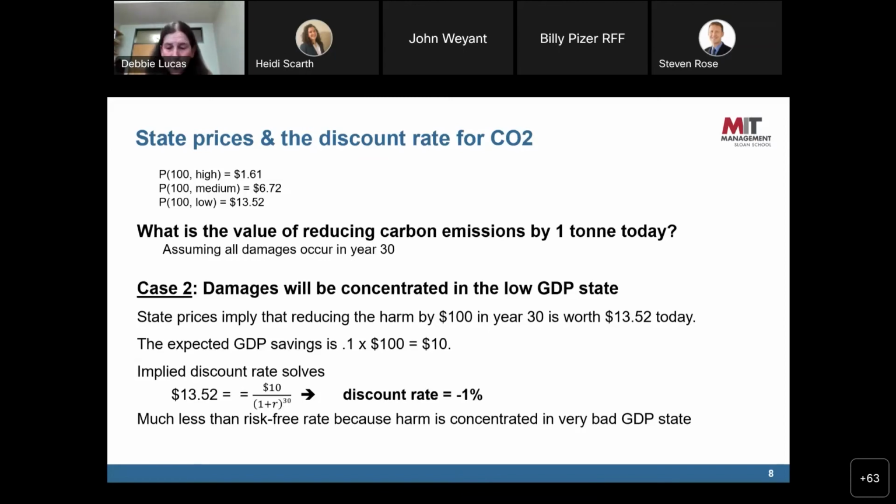In that case, if we concentrate all the damages into that lowest GDP state, what can we conclude about the discount rate, which is consistent with society's values as reflected in this consistent set of state prices? If we do the algebra here, we conclude that we actually are going to pay a lot today to abate the carbon. And in fact, the implied discount rate in the example I've constructed here turns out to be negative.